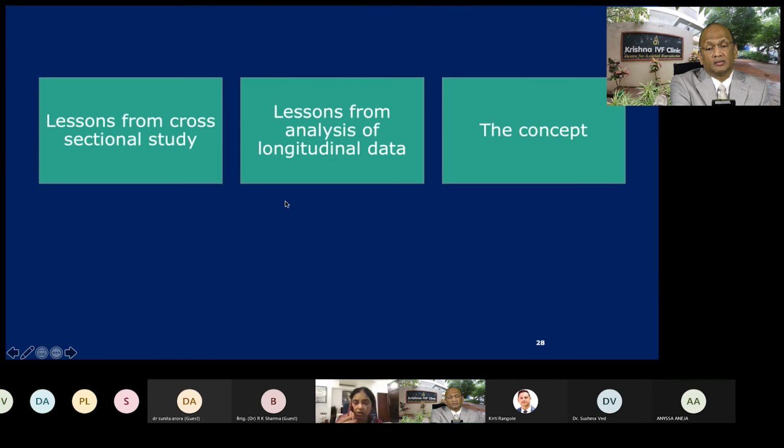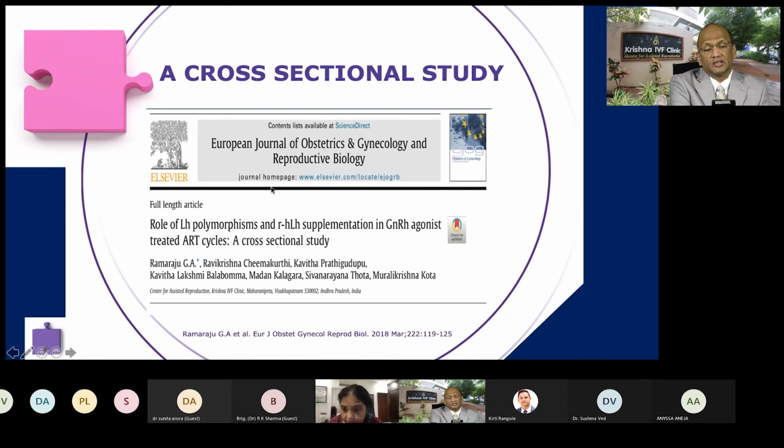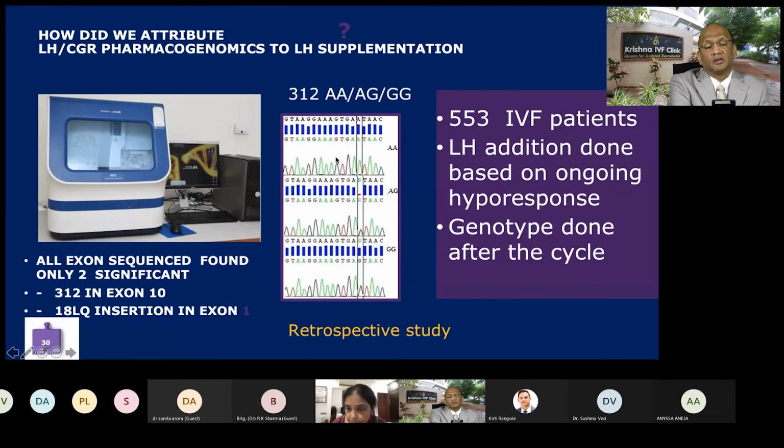We have an in-house sequencer. Then based on the lessons from the cross-sectional study and the subsequent longitudinal study, which we posted to all the SR members for sharing the knowledge, this is the study. In this, the LH receptor gene has 3 major polymorphisms. Even though it has 500 polymorphisms, only 3 are important, of which 2 are significant, and we found in those 2 that only exon 10, position 312 makes a difference. That means in LHCGR exon 10 position 312, if there is a change in the base pair of A by G and A by T replaced by T, then it makes a difference. So this is the thing.